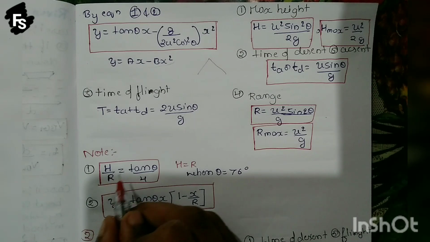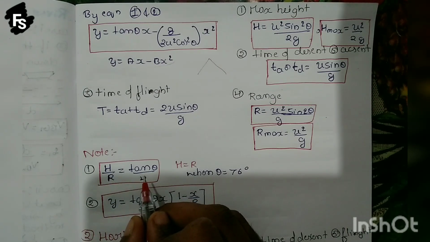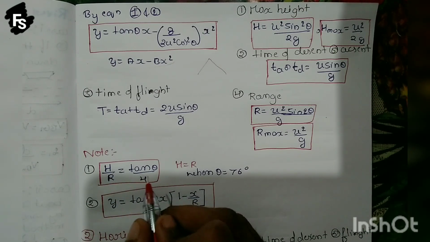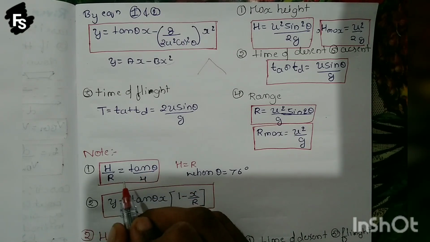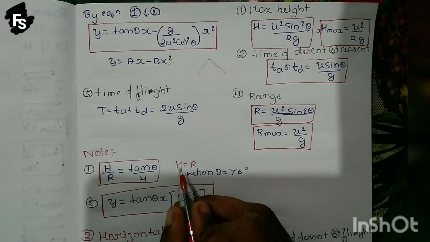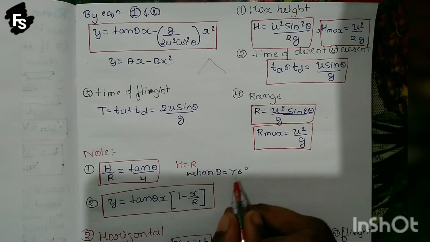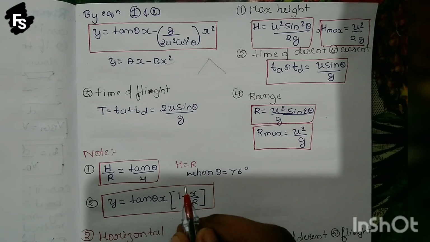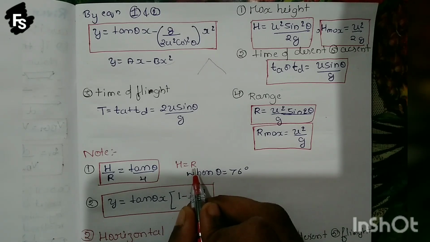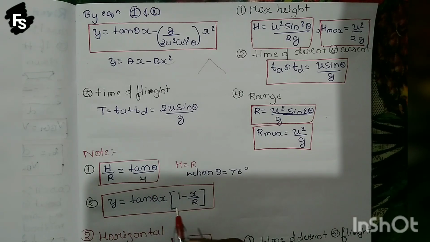First point is h by r equals tan theta by 4. There are some derivations, but we don't need them. We just remember these formulas. When will h equal r? When will the height be equal to range? When theta is 76 degrees, the maximum height is equal to range. This is derived from this formula only.